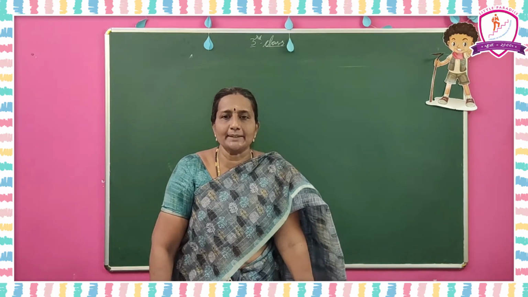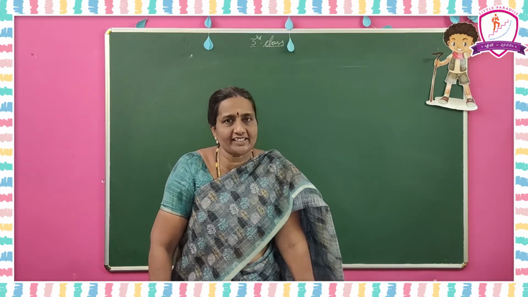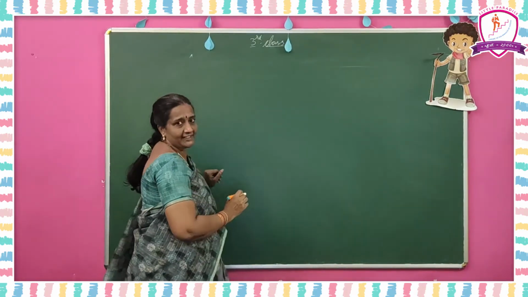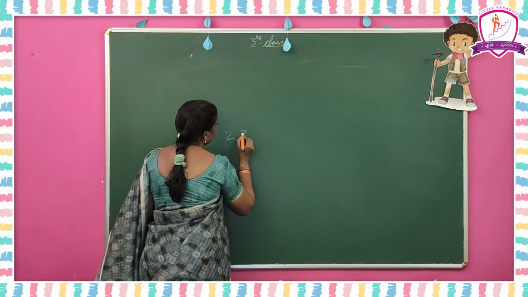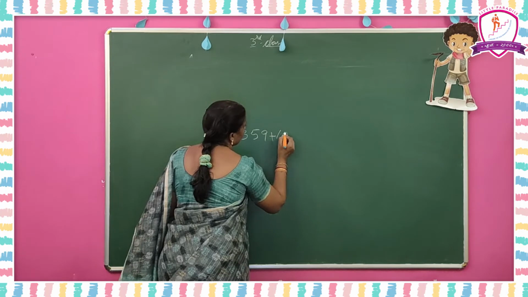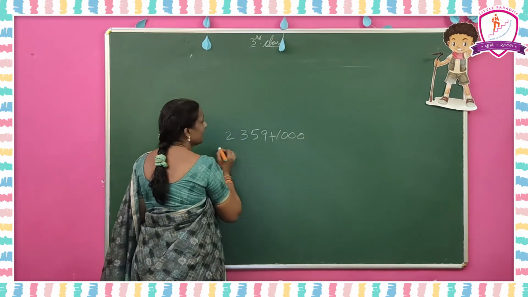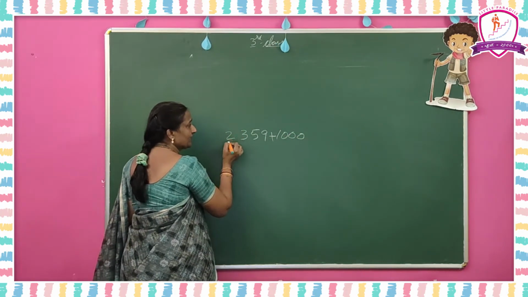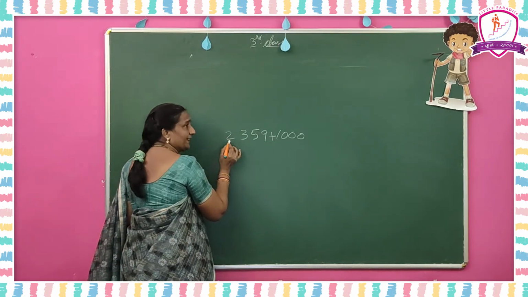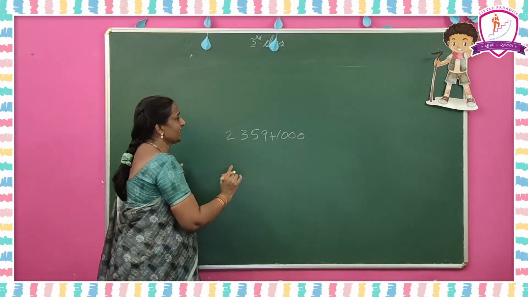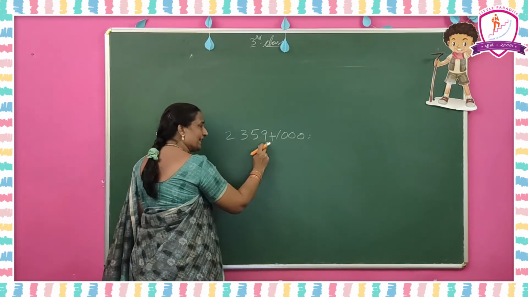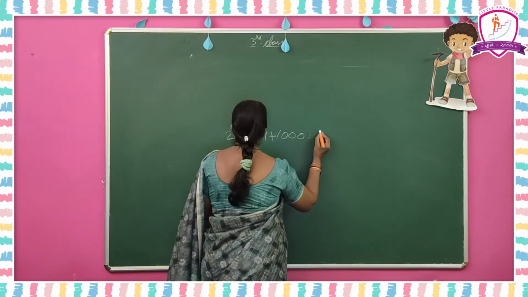If 1000 is added to any number, the value of the digit in thousands place is increased by 1. Let us take another example. 2359 plus 1000. Here what is the value of the thousands digit? 2. It is increased by 1, so it becomes 3. Then what is the answer? 3359. The remaining digits remain same.